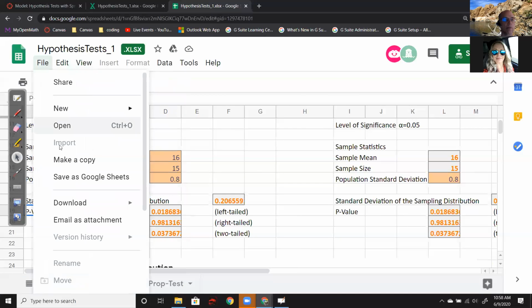I want to, oh, I don't have the version I can open. Hang on. Oh, so the other thing you need to do is if you can't edit it, you need to make yourself a copy. Or save it as a Google Sheet. I'm going to go for save as a Google Sheet.